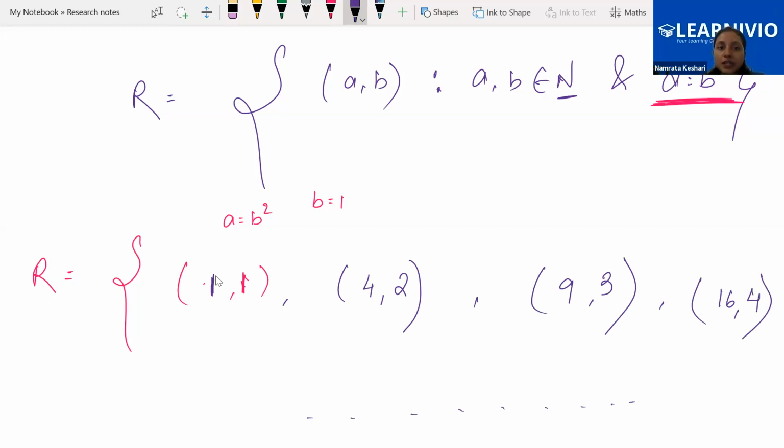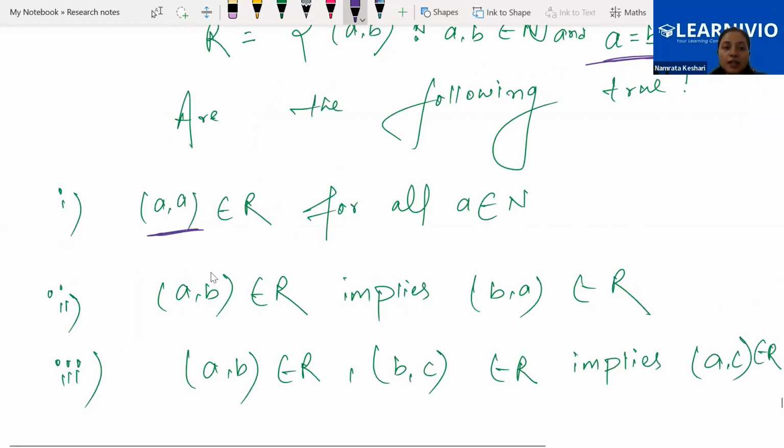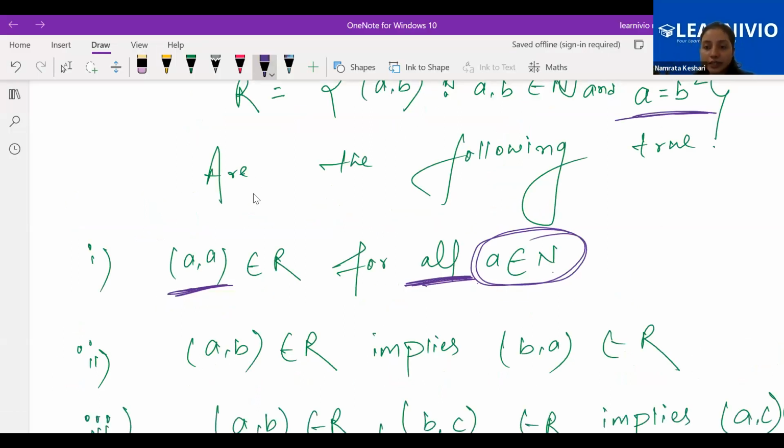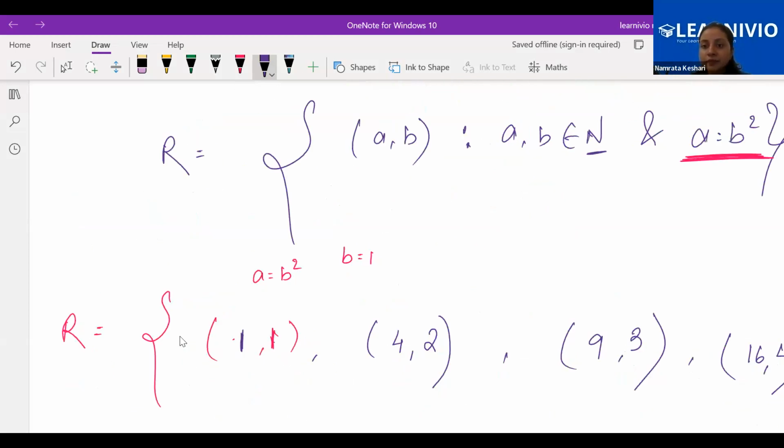Let's check. A belongs to R, that means both elements in our ordered pair will be the same, for all A belonging to the natural numbers. Is it possible? For all natural numbers, that means 1 is there, 2 is there, 3, 4 are there. Is it there in our relation? Check it. 1, 2, 3, 4. No, it is not there. So the first statement, is it true or false?